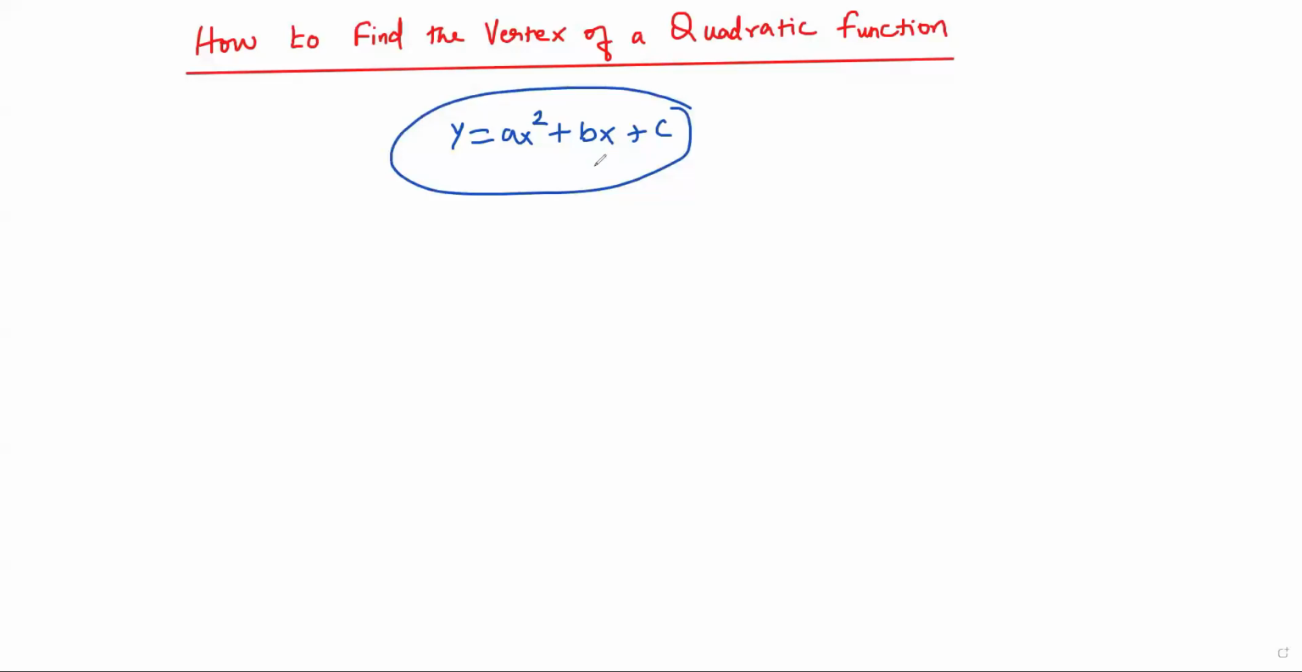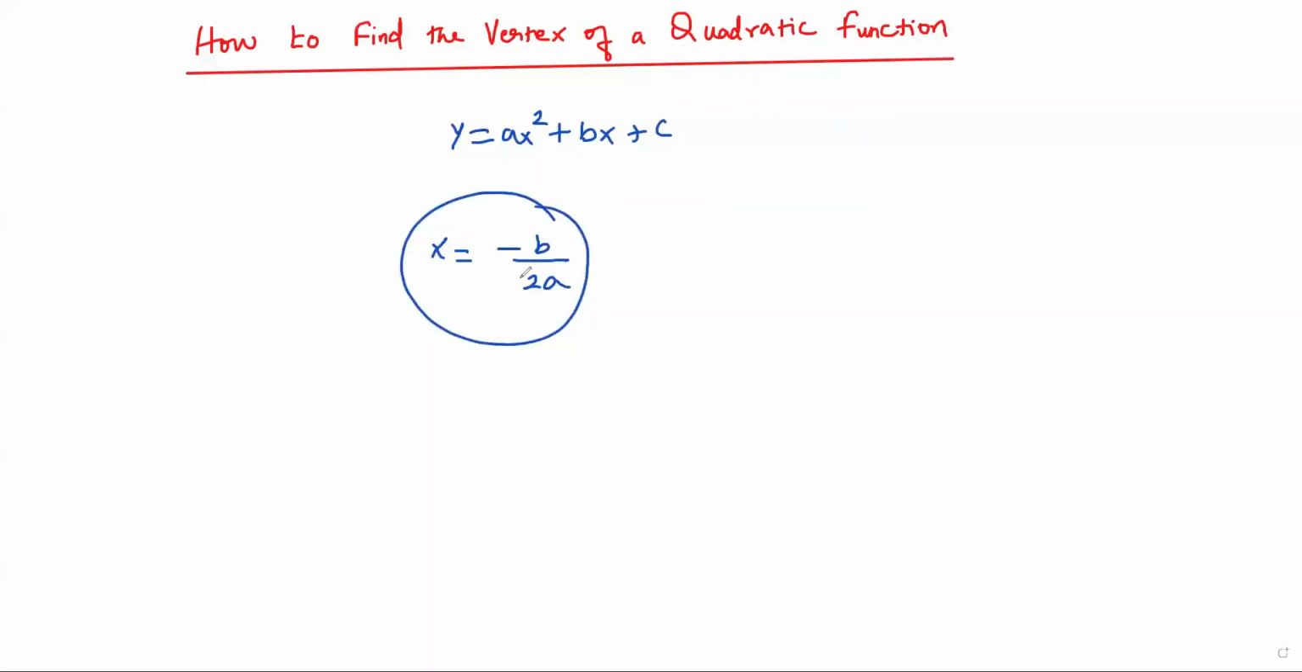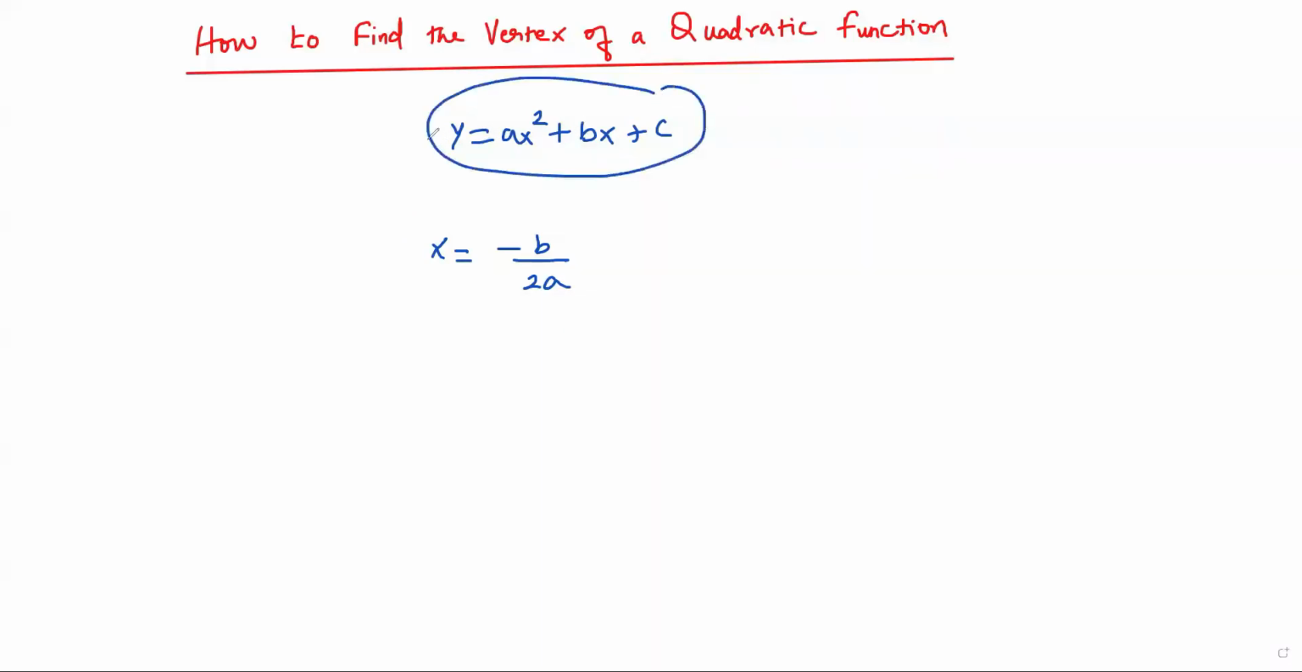Okay, if a quadratic function is given in general form, there is a formula to find the x coordinate of the vertex. That is, x is equal to negative b over 2a. So using this formula, we'll be able to find the x coordinate of the vertex. Once we get that value, we can plug in that value for x into the given quadratic function, and we can find the value of the y coordinate of the vertex. Okay, let us see how it works with an example.